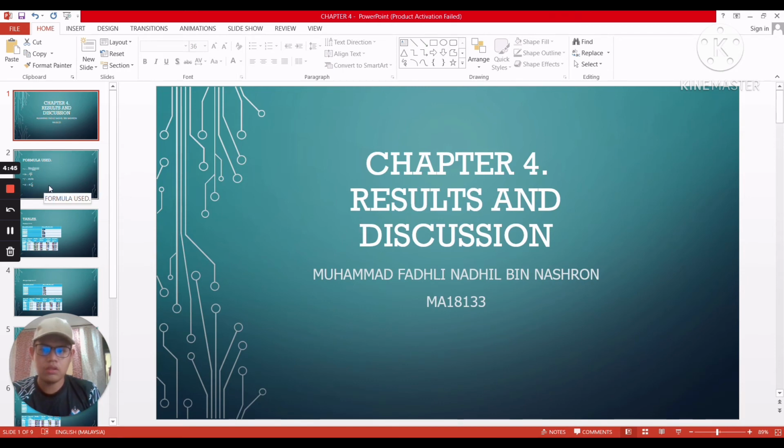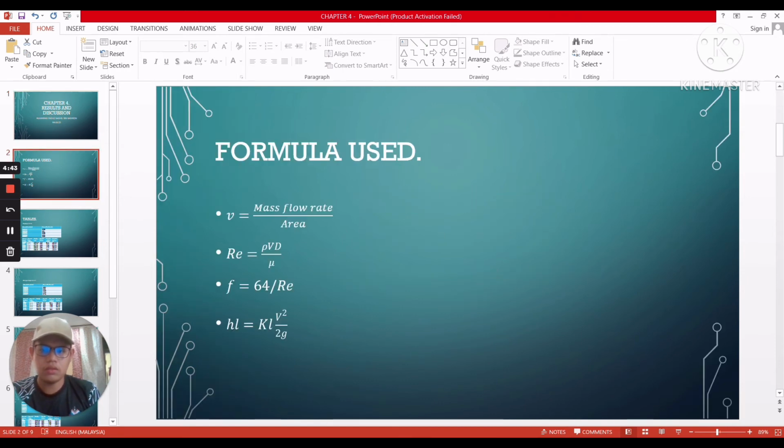So today I will present the Chapter 4 result and discussion for the friction losses in pipes. So the formula that has been used is the velocity formula, which is the mass flow rate divided by area, where the mass flow rate is given in the data. Next, the formula of Reynolds number, where rho is the density of the water, d is the diameter of the pipe, and mu is the kinematic viscosity for the water.